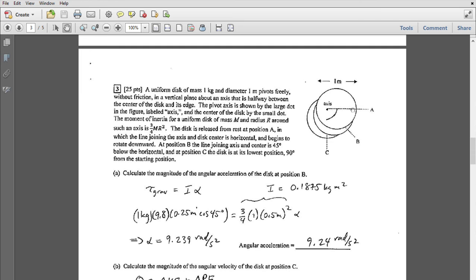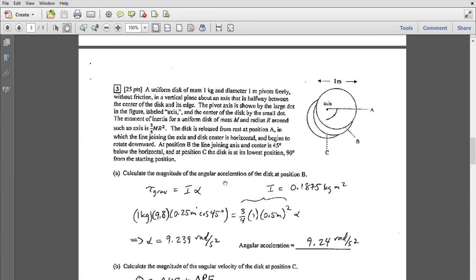So in this case, the radius is half a meter, so that's a quarter of a meter if we were talking about it at position A. At position B, the center of mass has rotated down by 45 degrees, and that means we get an extra factor of cosine of 45 degrees multiplying the quarter meter when we're calculating the moment arm in that case.